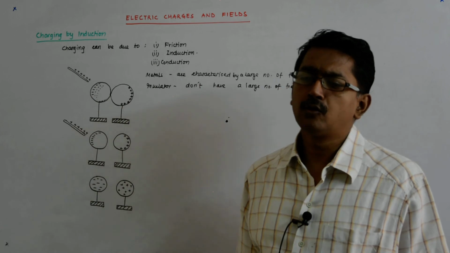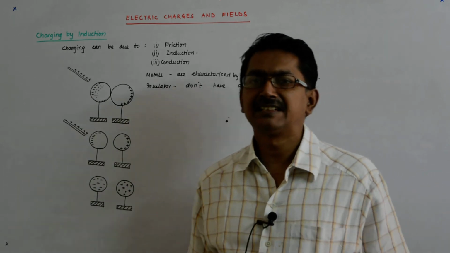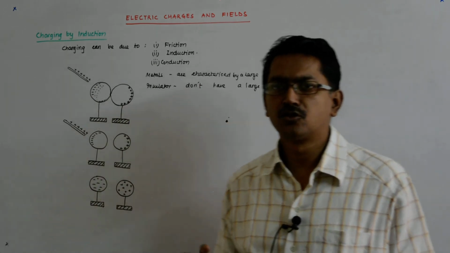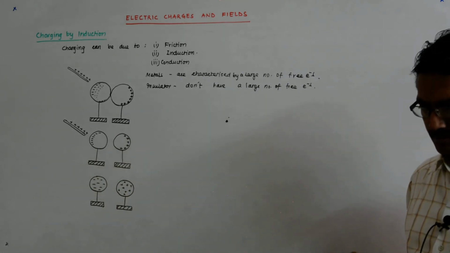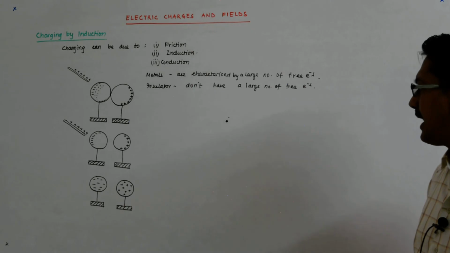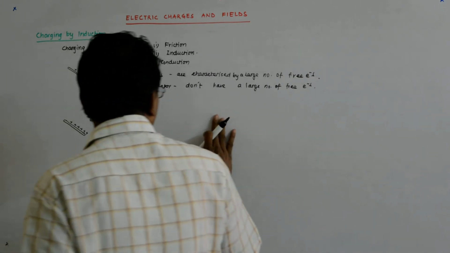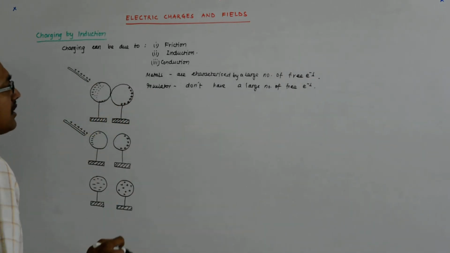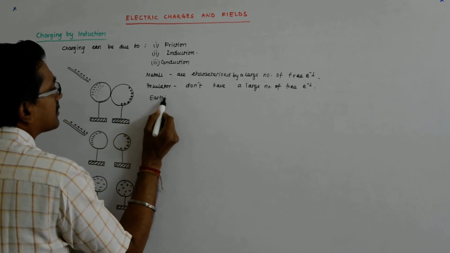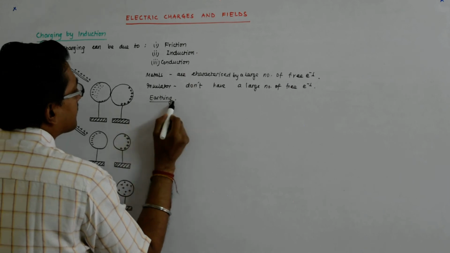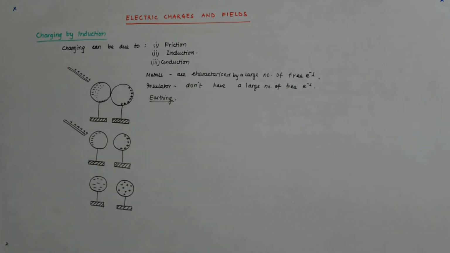Now, do we always need two spheres? The answer is no. You can do it also by one sphere. For that, let us try to understand something called earthing and diffusion.